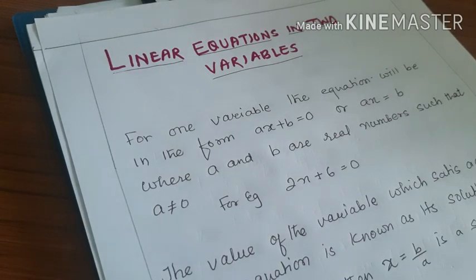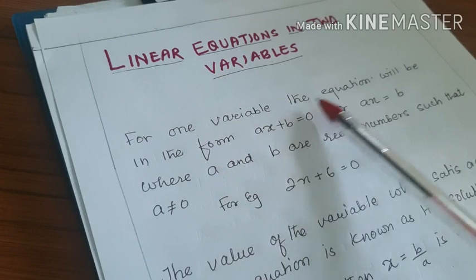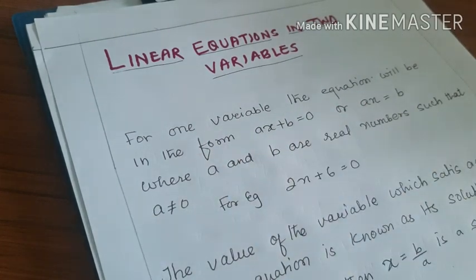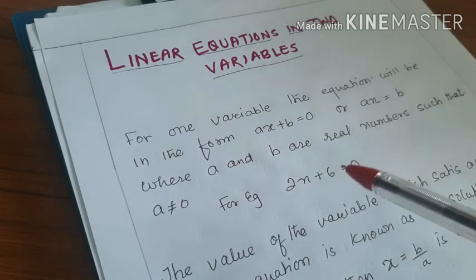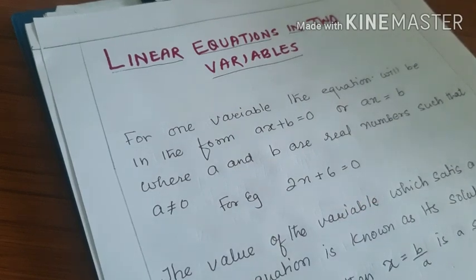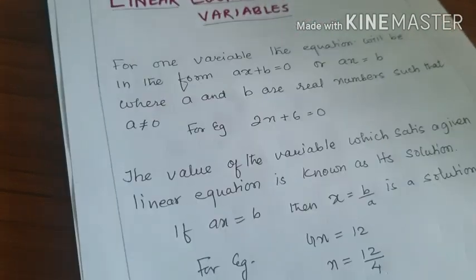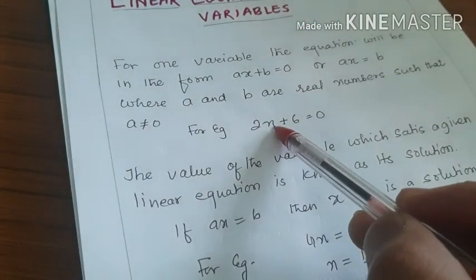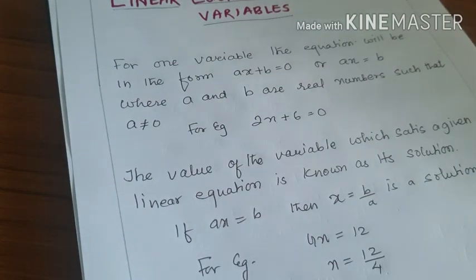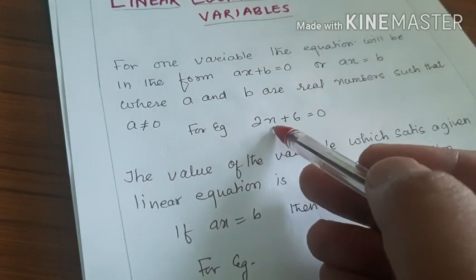For one variable, the equation will be in the form ax plus b, or ax equals b. This linear equation in one variable is very simple, where x is the only variable. For example, here it is given 2x plus 6 equals 0. Now what we are going to do is find out this x. There is only one variable, which means we have to find the value of x.